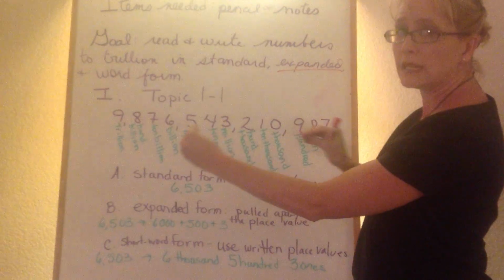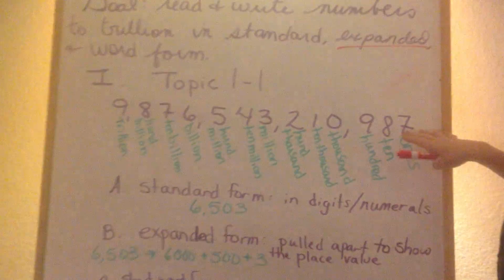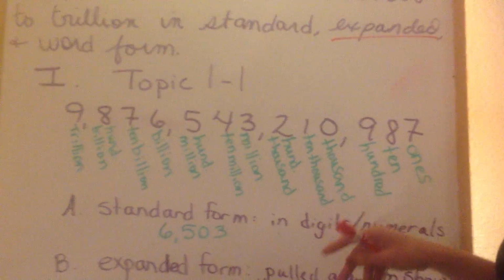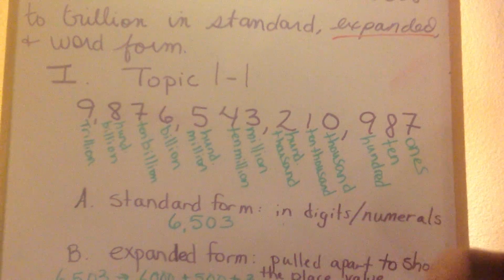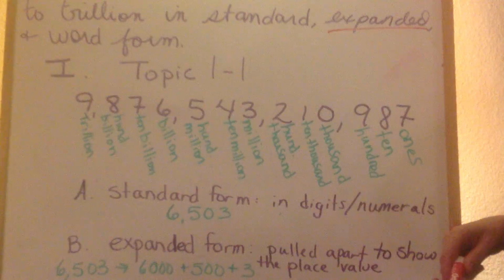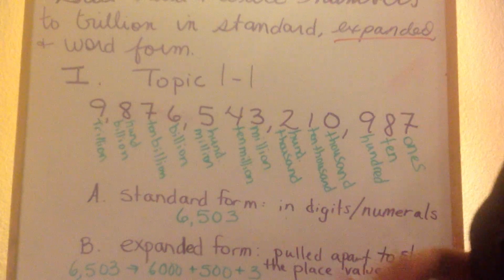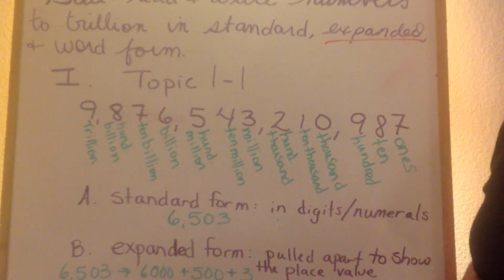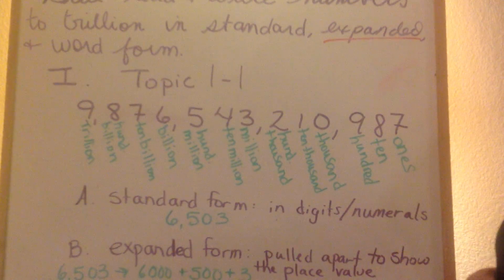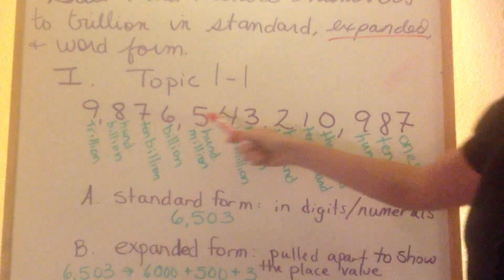So on one line in your notebook, you're going to write this very, very large number. This number is 9,876,543,210,987. Notice I did not say "and." "And" in math means decimal point, so don't say it unless there's one there. So you're going to write this very long number.